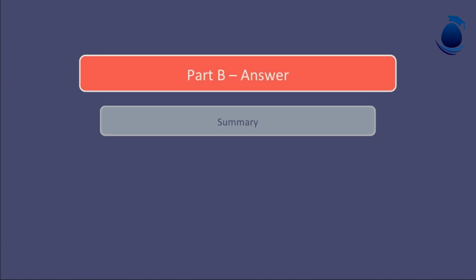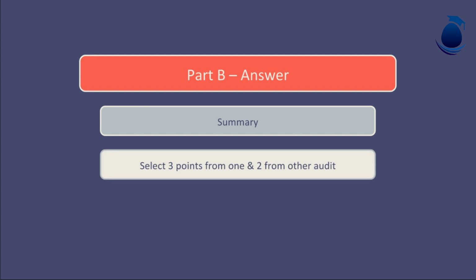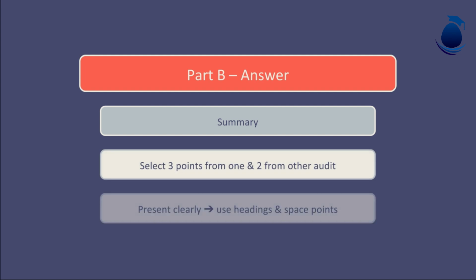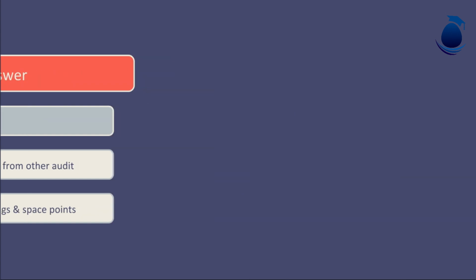To summarize, selecting 3 from one audit and 2 from the other audit will gain maximum marks. Presenting your answer clearly with headings will assist the marker in awarding you marks for the points you have raised.